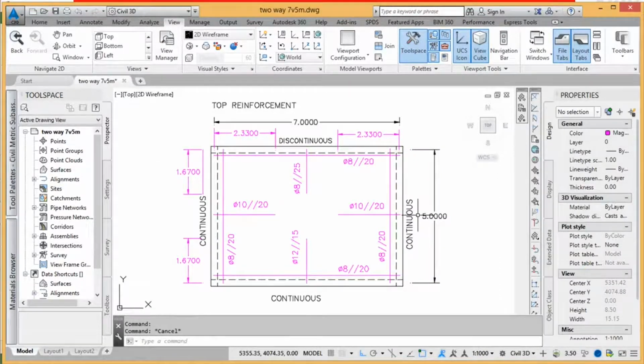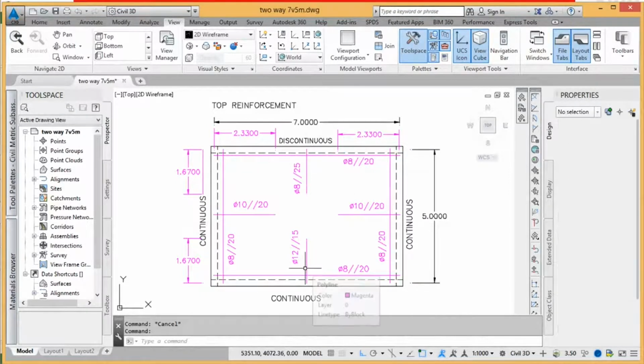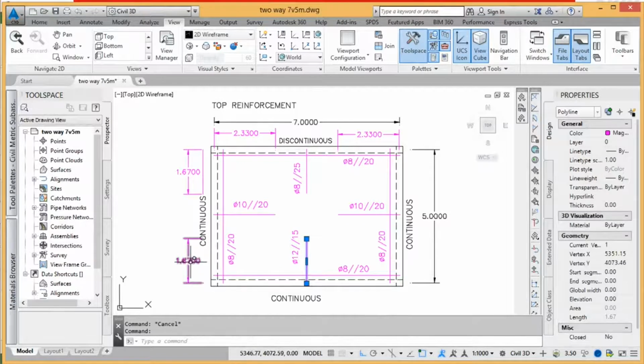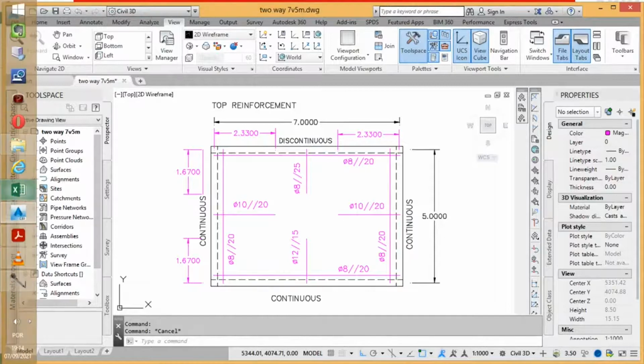5 divided by 3 is 1.67. It will be the length of this reinforcement on the other side too, 1.67, and we will cover all the major sides. Okay.